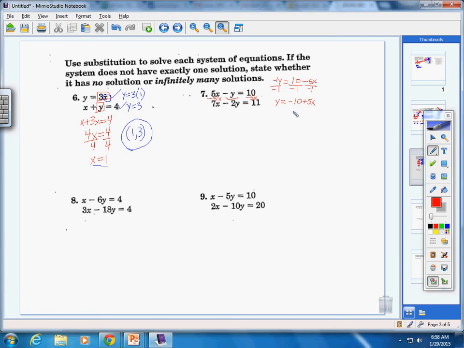Step 2 says take this expression right here and plug it into the other equation in place of y. So let's do that. So rewriting this second equation, except instead of y, we're putting in this guy for it. So 7x. And instead of writing minus 2, I'm going to put plus a negative 2, because you guys like to see that sometimes. Instead of times y, it's going to be times negative 10 plus 5x equals 11.